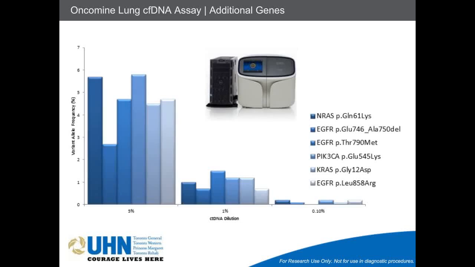I did mention previously that we appreciated that there were additional genes within the lung cfDNA NGS assay that we could also test at the same time as testing for EGFR. And this just shows some of the variants that we also found in these samples in additional genes. So some of the EGFR results are listed here, but in addition we found variants in NRAS, PIK3CA, and KRAS, and at a very similar type of level that we found for EGFR. So for many of these variants we could detect down to 0.1%.